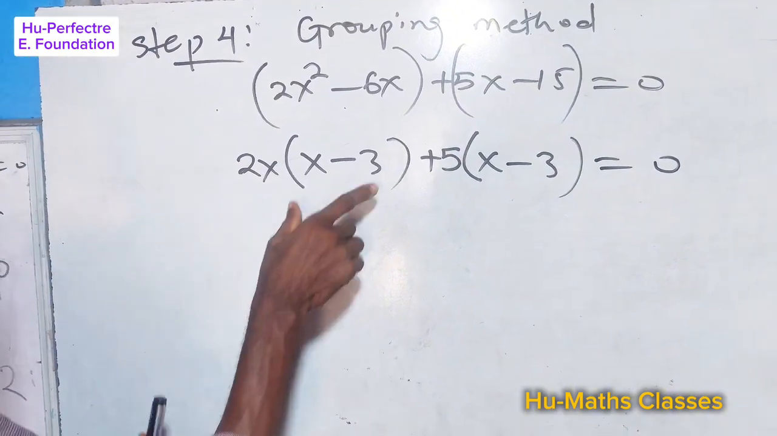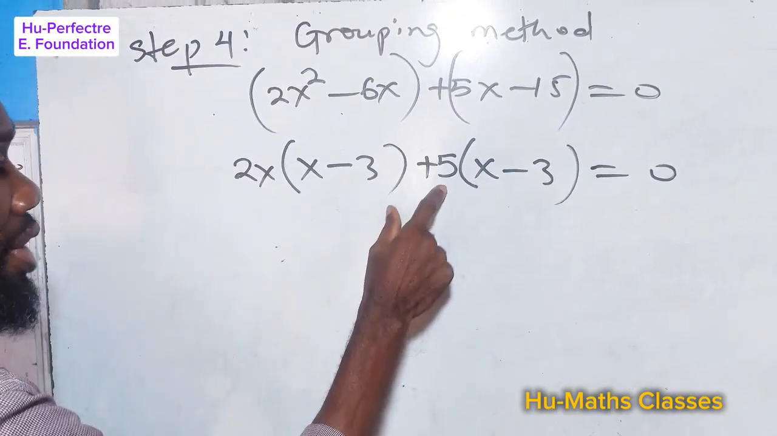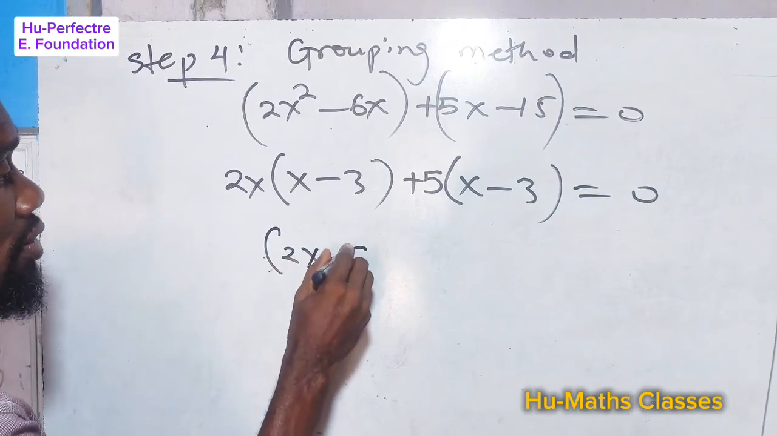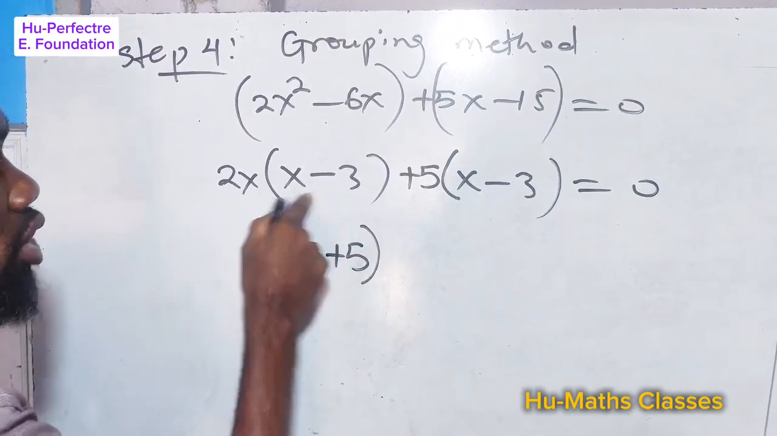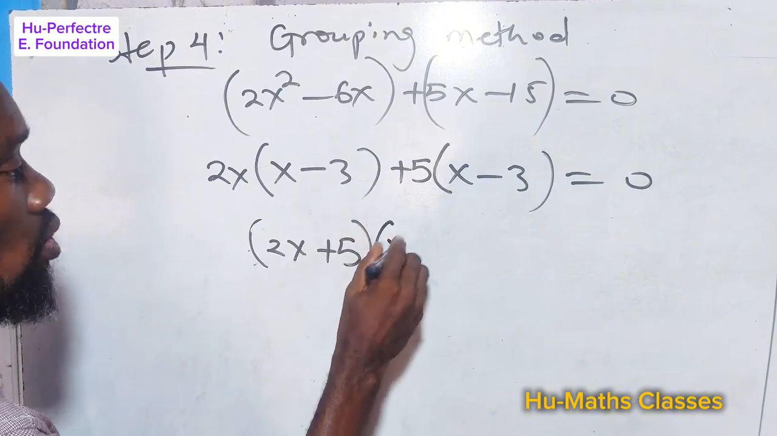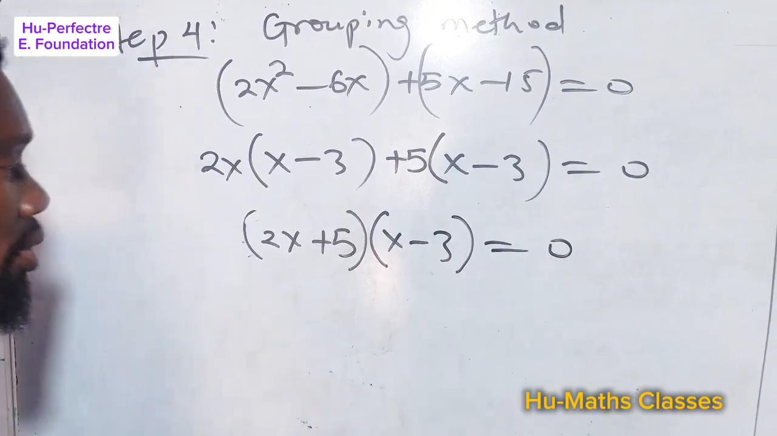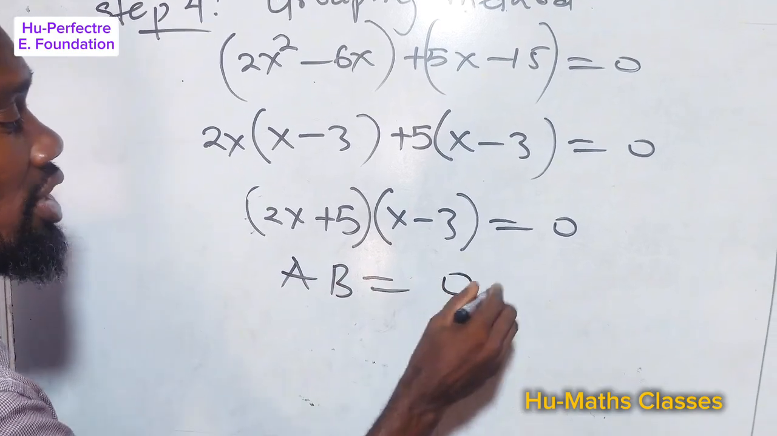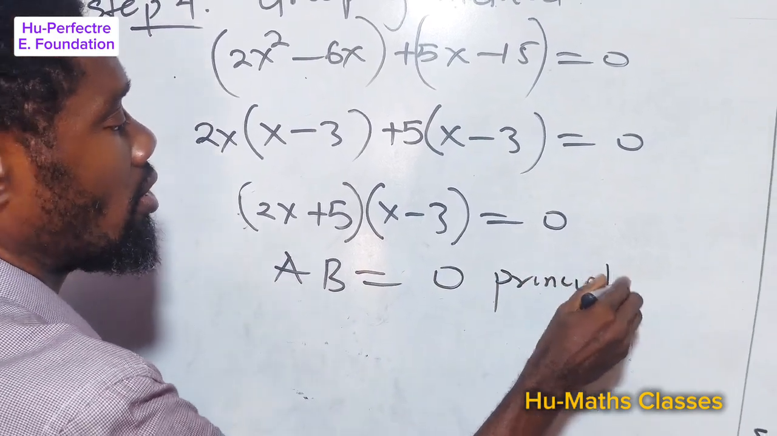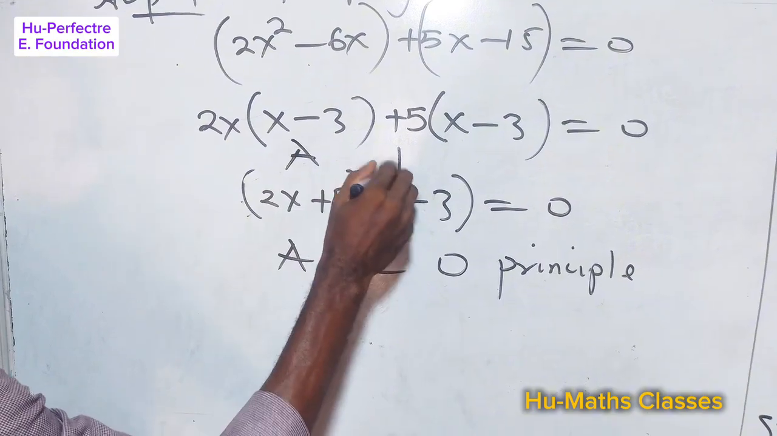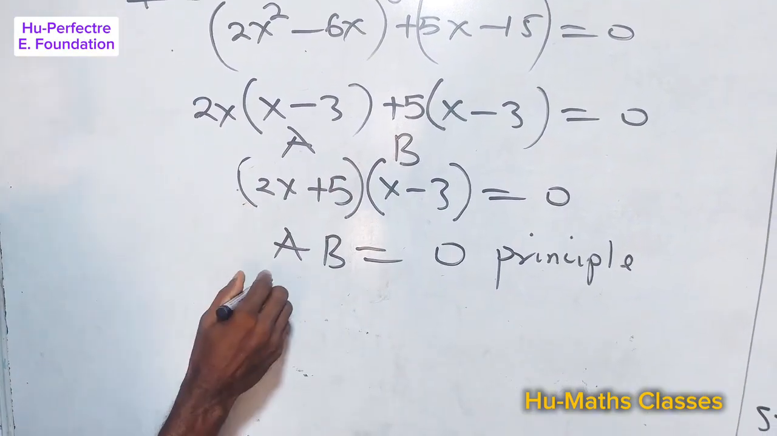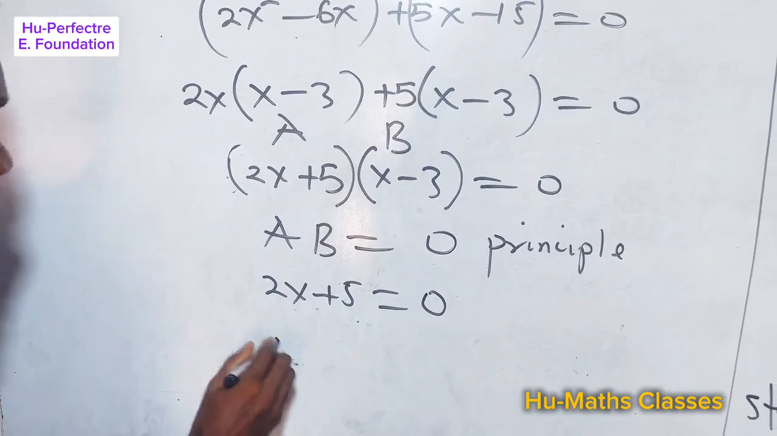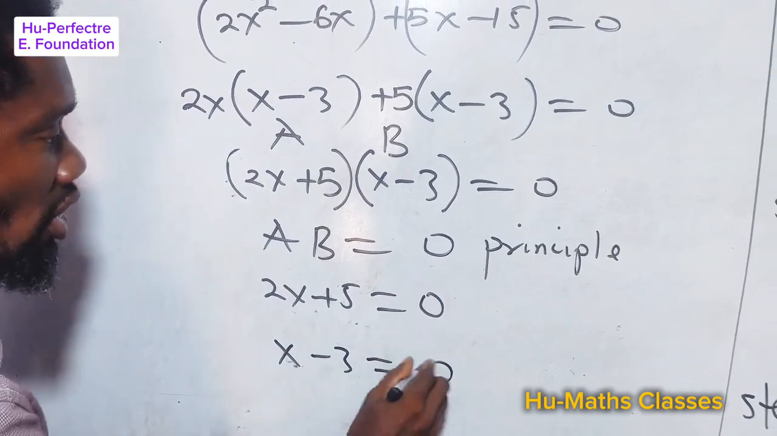Now, you will notice that the two brackets are the same. So only bring these two numbers out in a new bracket as 2x plus 5 times one of the brackets, since they are the same, times one of the bracket is equal to 0. It is at this point you now apply the a, b is equal to 0 principle, where this is a and this is b. If that is true, then we'll be having 2x plus 5 is equal to 0, and x minus 3 is equal to 0.